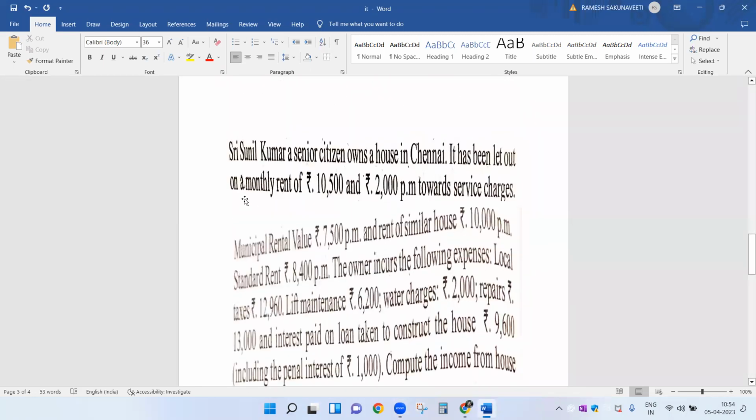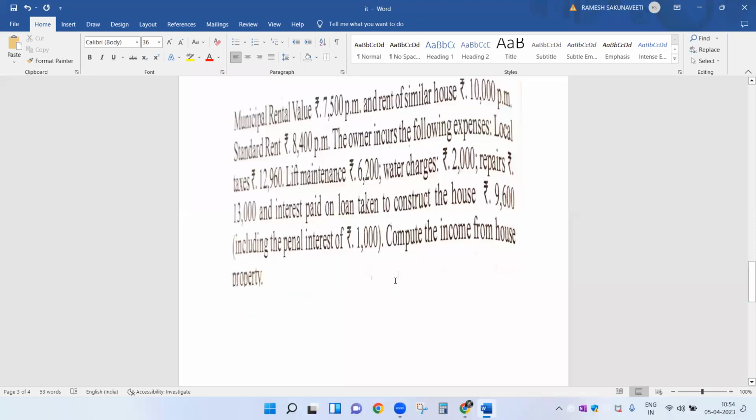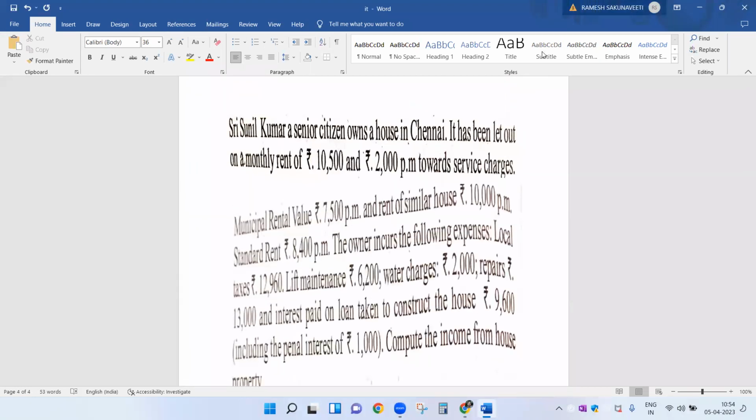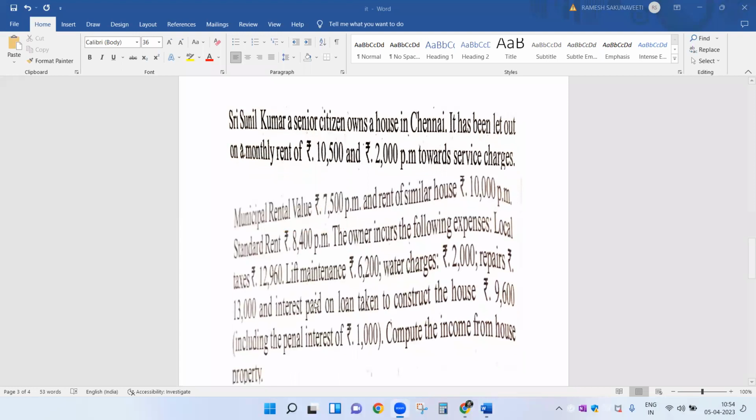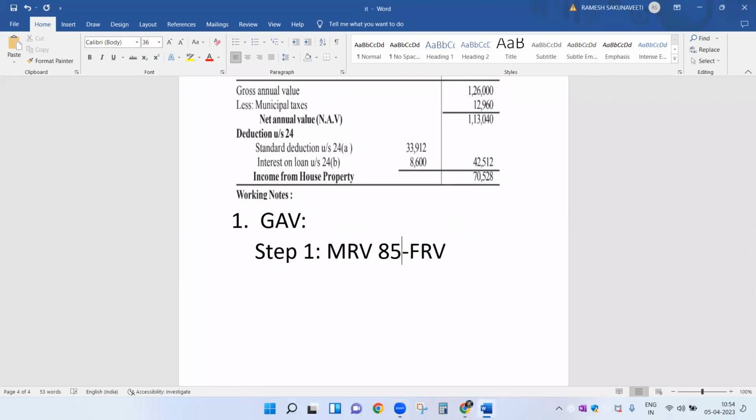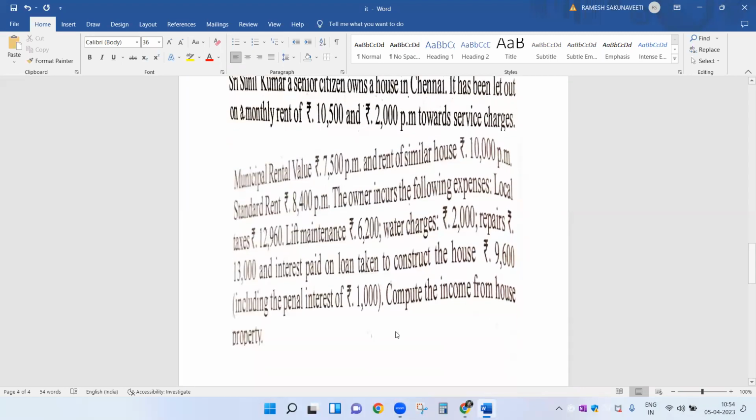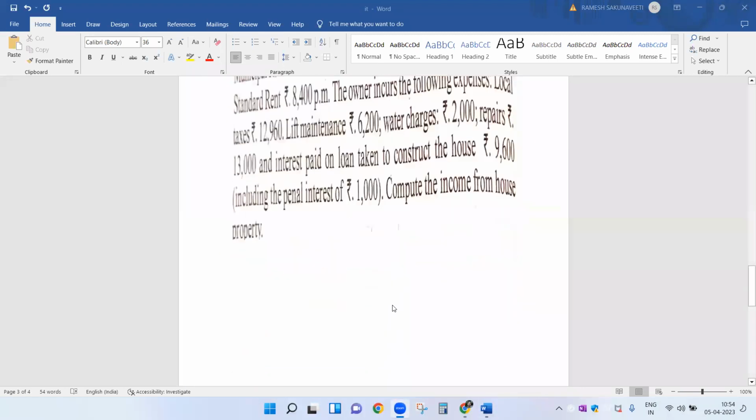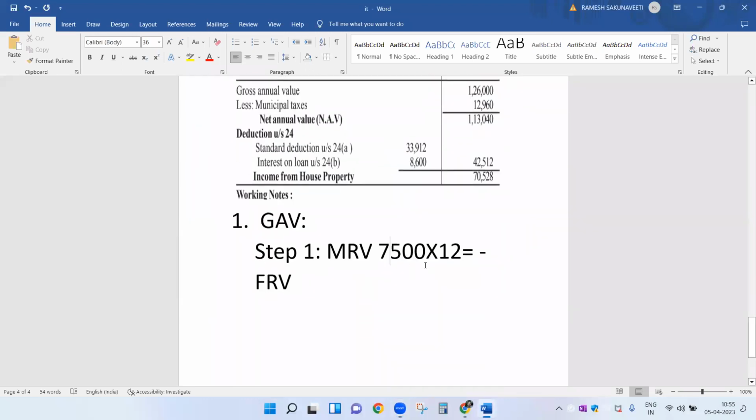See, MRV, what is the value of municipal rent? Municipal rental value is 7,500 per month. So 7,500 per month, 7,500 into 12. What is the value? Okay, thank you. 90,000. So 90,000.